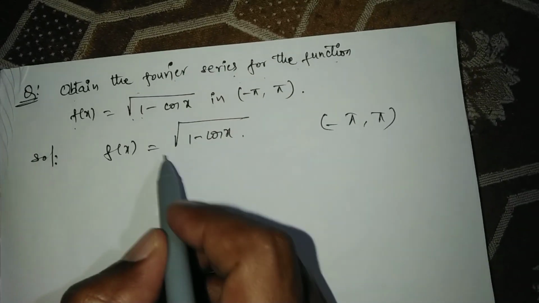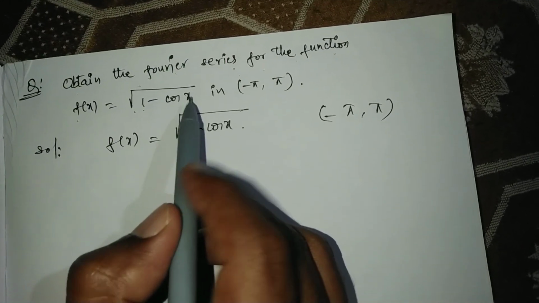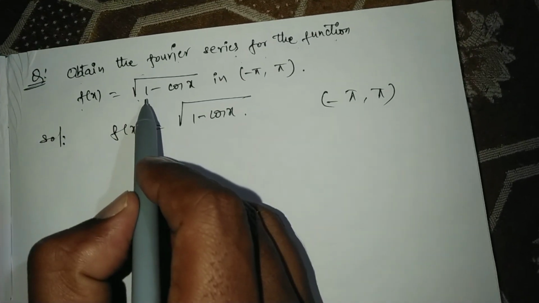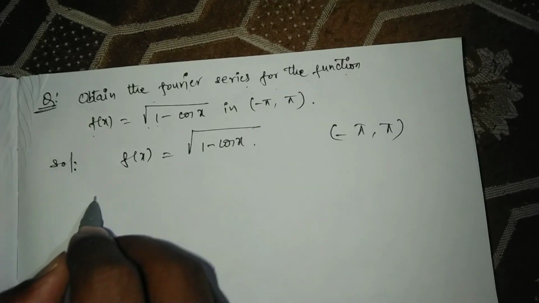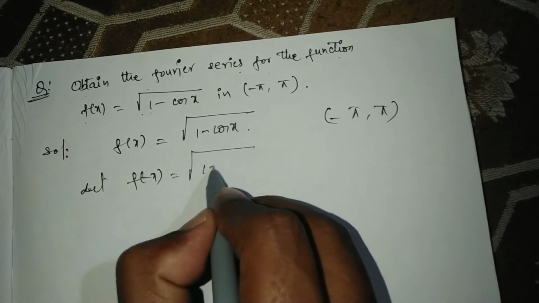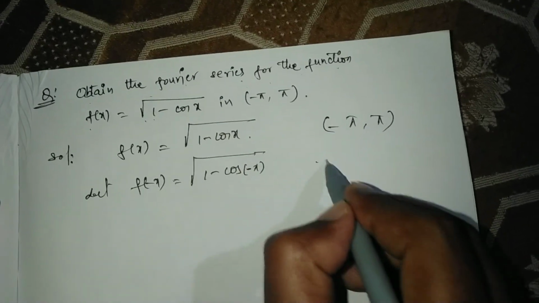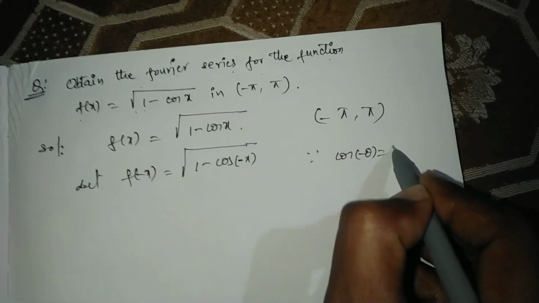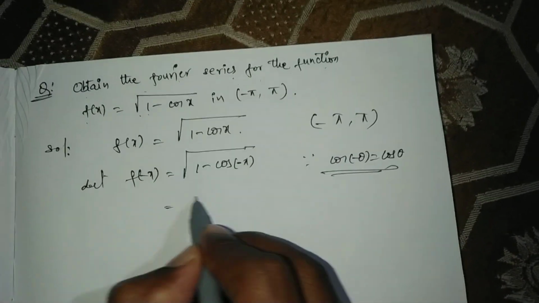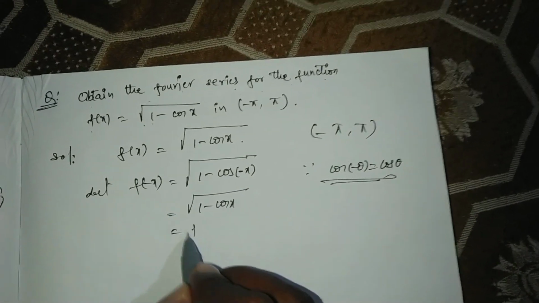When the function is like this, we need to find whether the given function is an even function or an odd function. So first of all, verify this. For that, let f of minus x is equal to under root 1 minus cos of negative x. We know that cos of minus theta is cos theta, so this is equal to under root 1 minus cos x. That will be f of x.